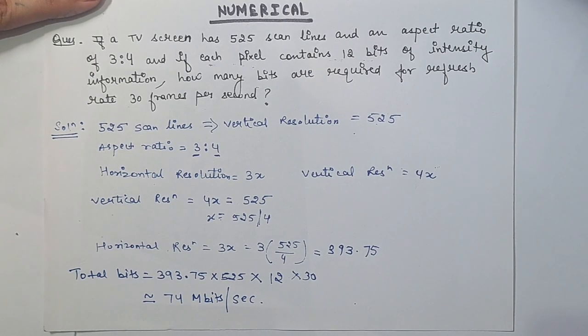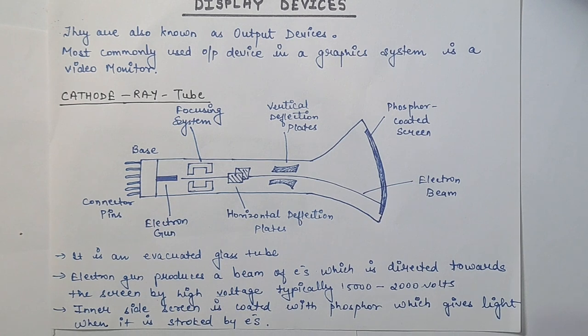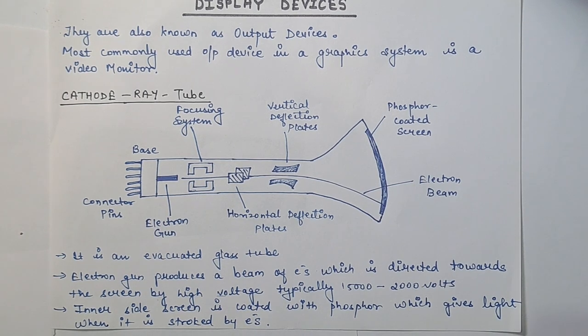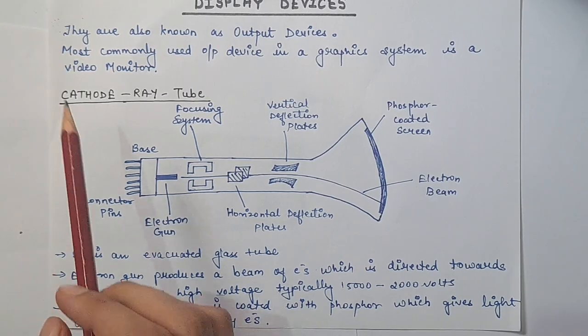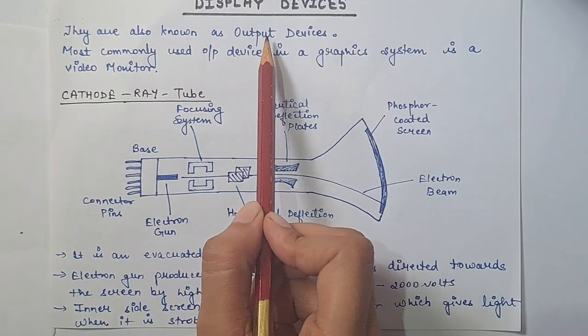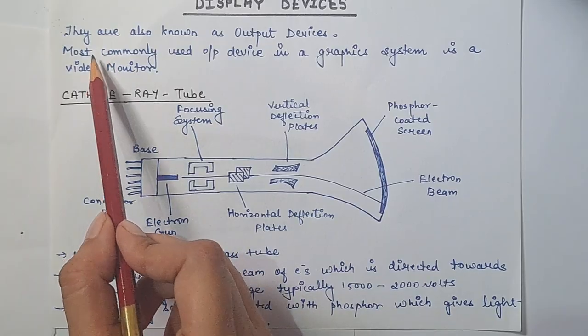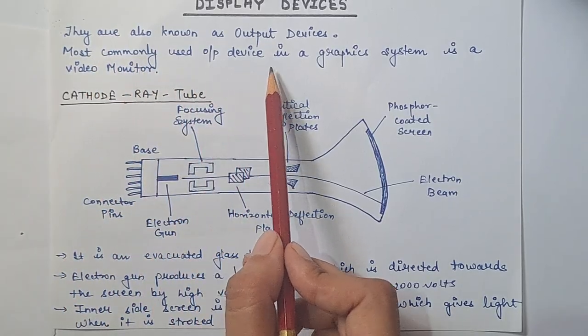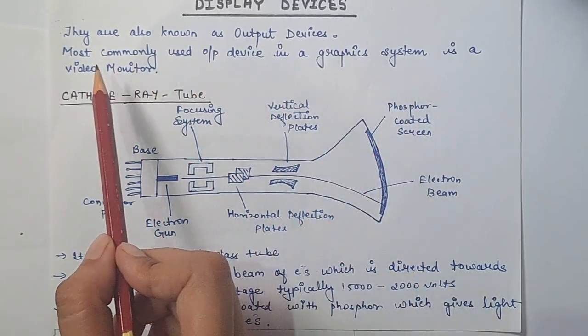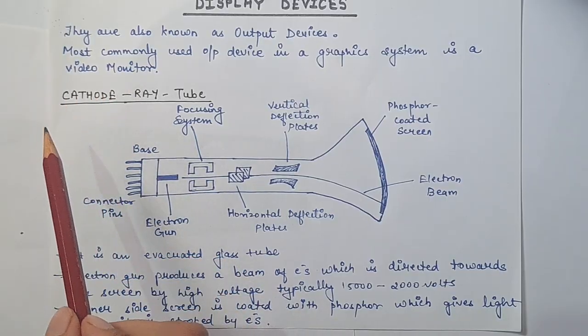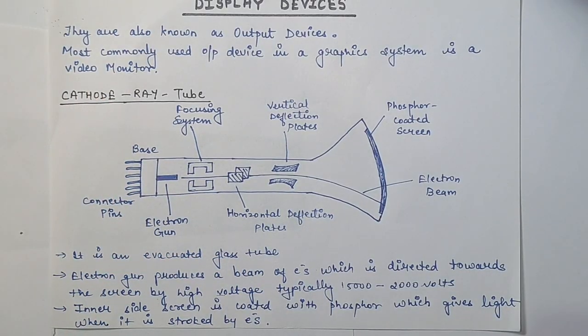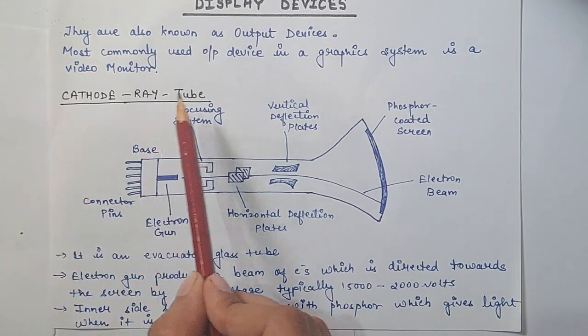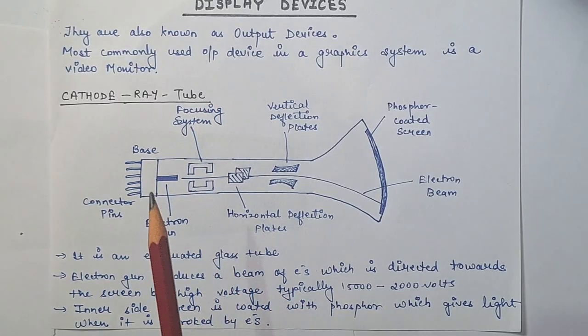Hope you have understood it. Now coming towards the display devices. So what are display devices? Display devices are nothing but the output devices. The most commonly used output device in a graphic system is a video monitor. Now there are several display devices. In this video we'll be covering the cathode ray tube, which is also known as CRT.